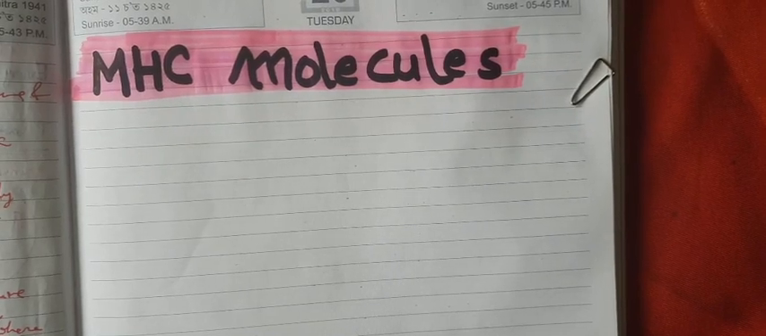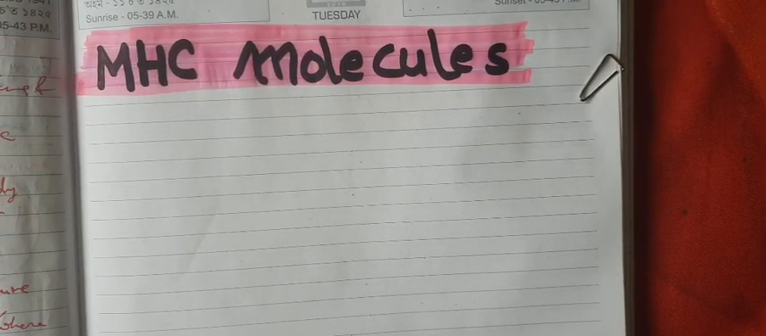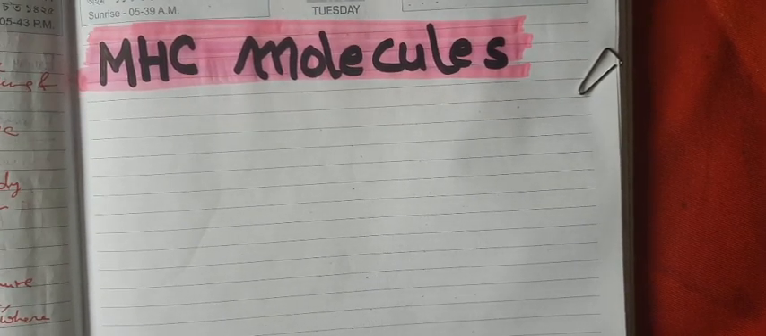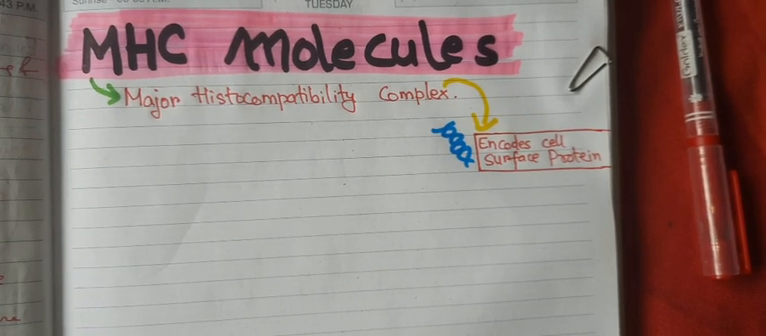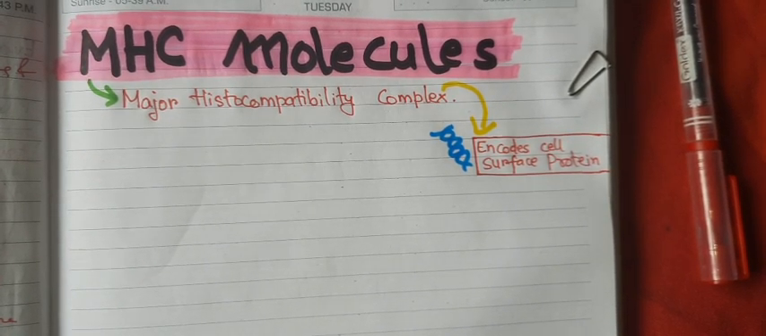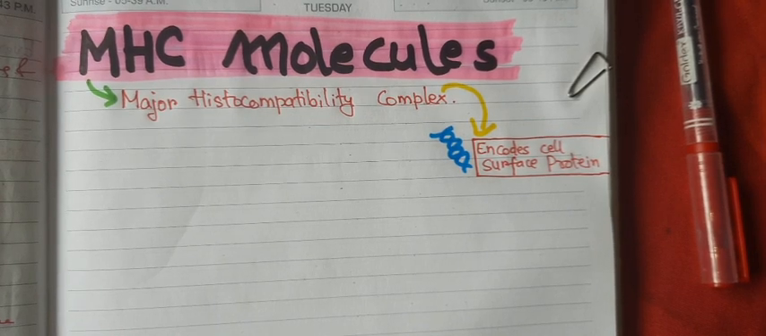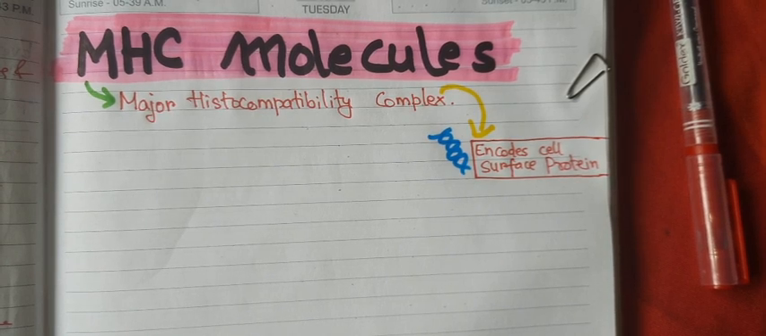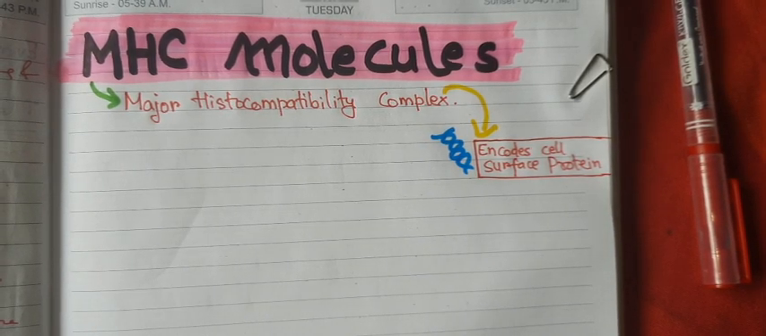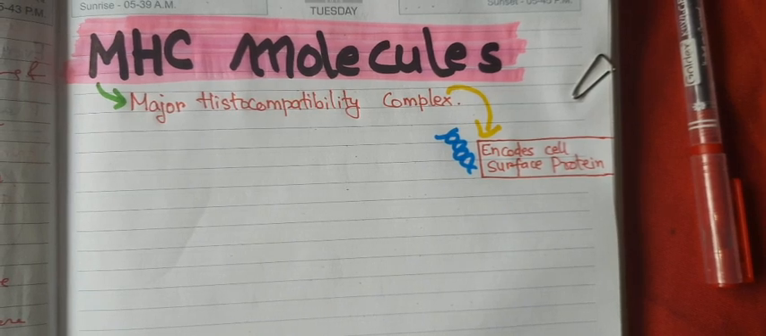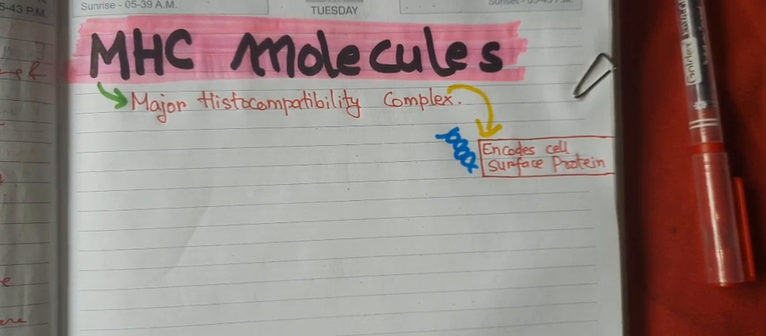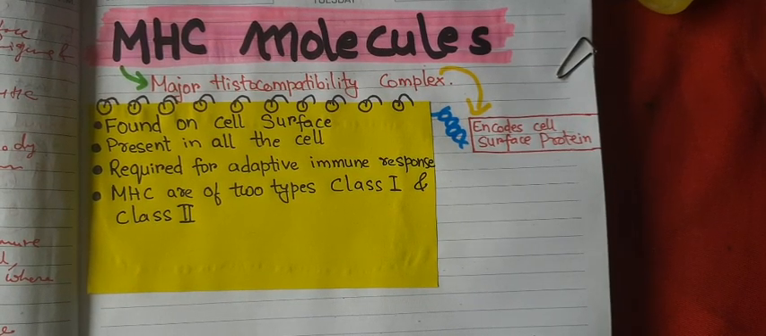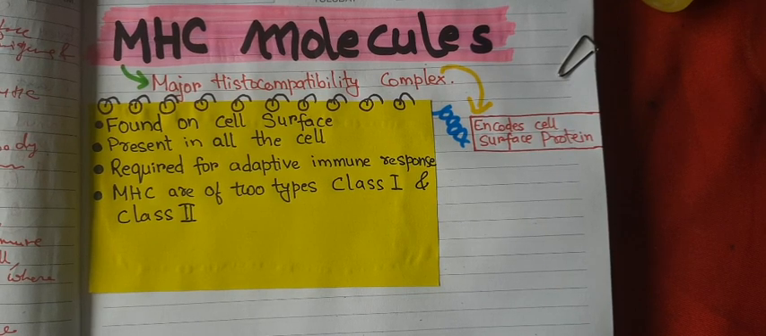So this video is about MHC molecules, and MHC stands for major histocompatibility complex. Now MHC is a part of DNA, and when I say part of DNA, it obviously means that it is a segment of a gene. And what do genes do? They code specific proteins. So these MHC molecules encode cell surface proteins. These are protein molecules that are found on the cell surface.